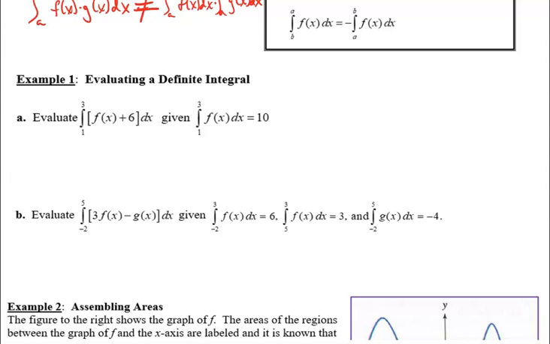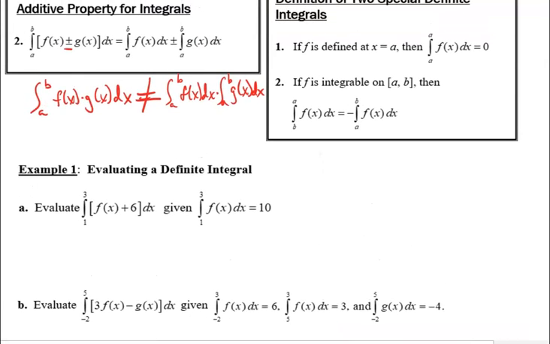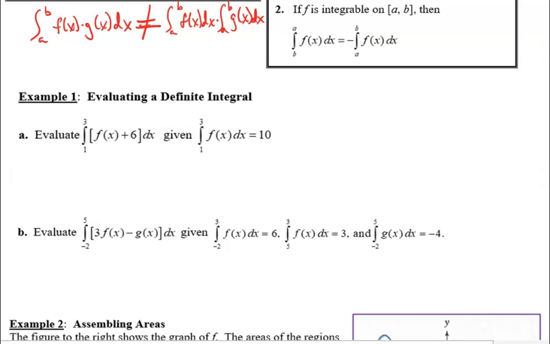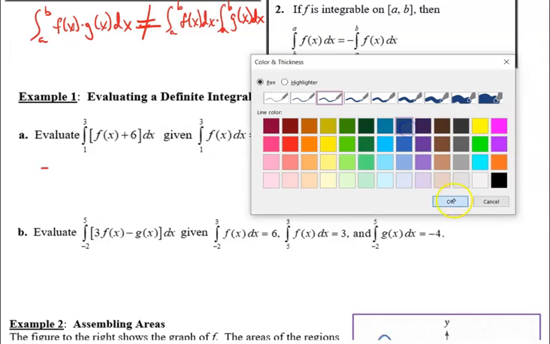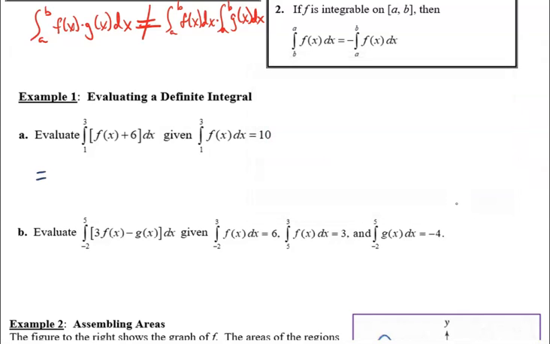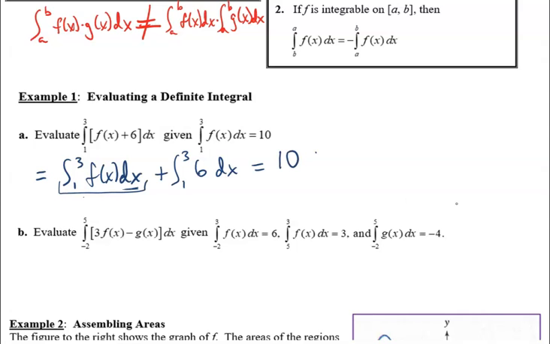Okay, so the integral from 1 to 3 of f of x plus 6, I can use the additive property and split that into, let me switch colors. Can split that into the integral from 1 to 3 of f of x dx. Please use complete notation. You have to have this on here. We'll talk more about what it represents later. Plus the integral from 1 to 3 of 6 dx, okay? And then based on the integral value that's given, I know that this is equal to 10, okay?